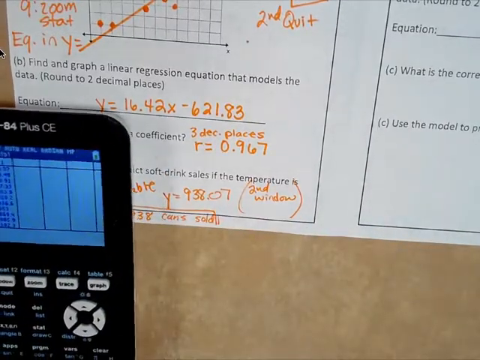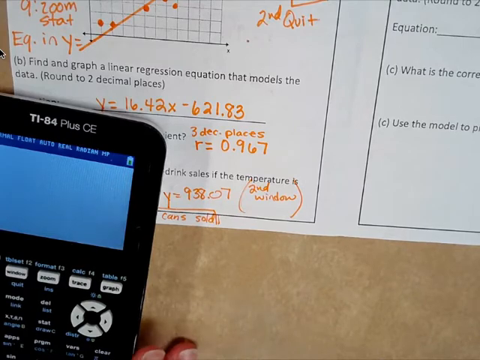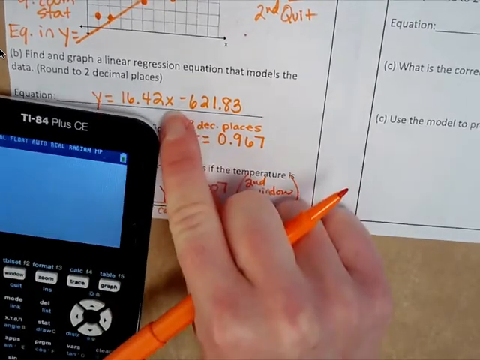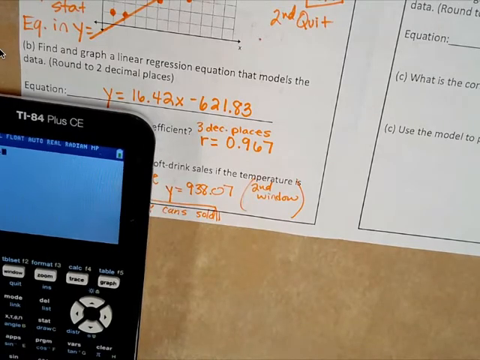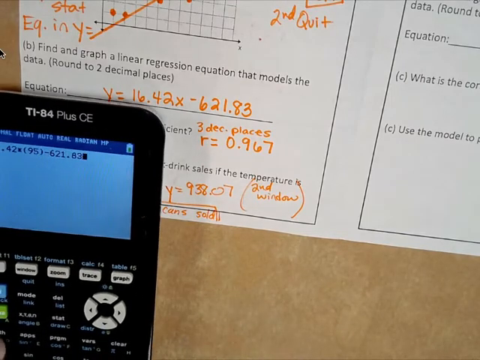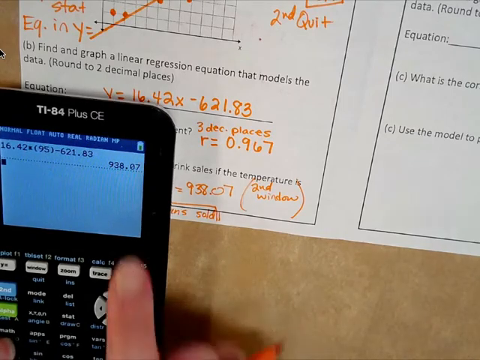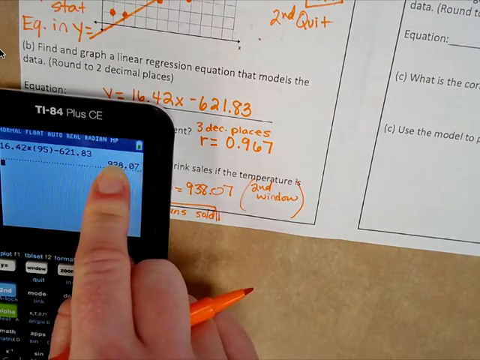The other way, if you don't want to use the table, I can clear this out. I would just go and plug in x right here. So 16.42 times 95 minus 621.83. I'm just substituting in the value of x. Comes out to the same thing. Those are your two methods.